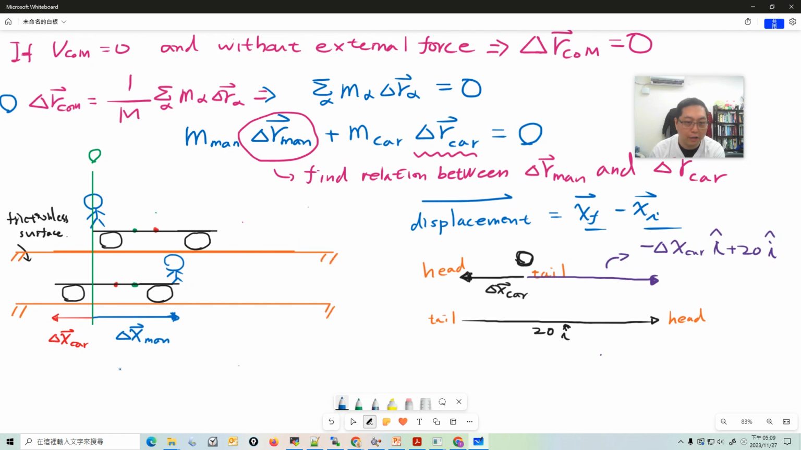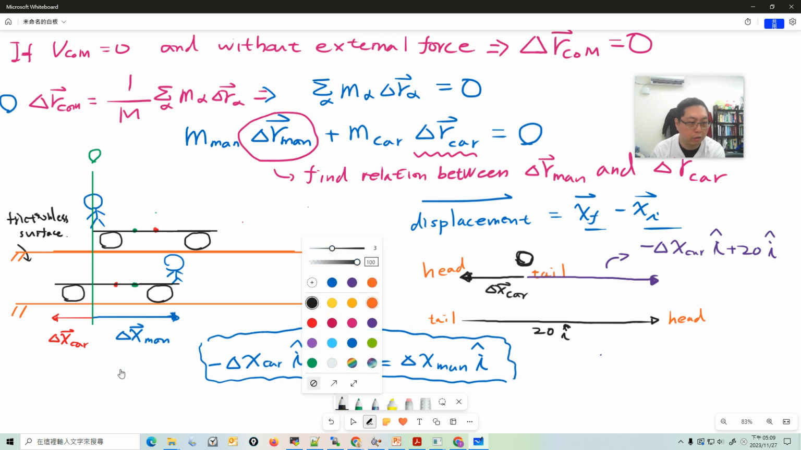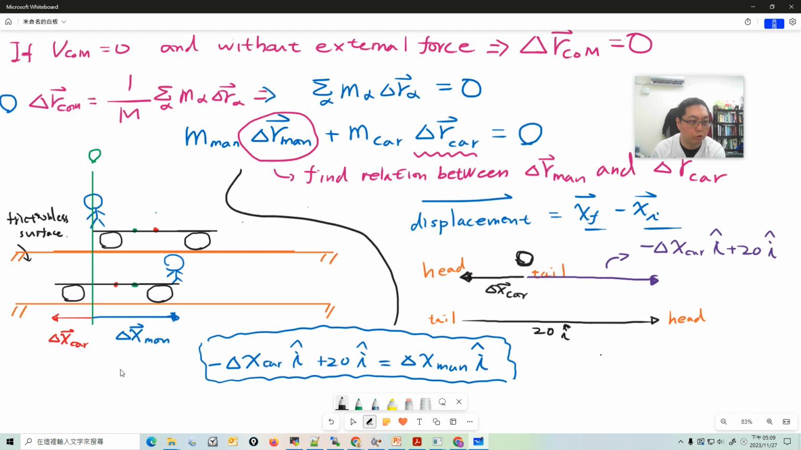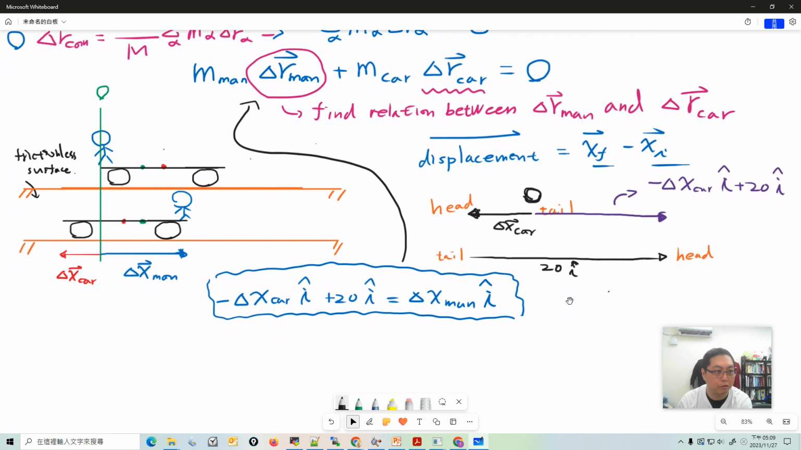So we have delta minus delta x car i plus 20 i equal to delta x man i. That's a relationship between delta x car and delta x man. Then we can put this back into this equation and solve for delta x car. But be very careful, we still have some vector issue here. I'll show you.